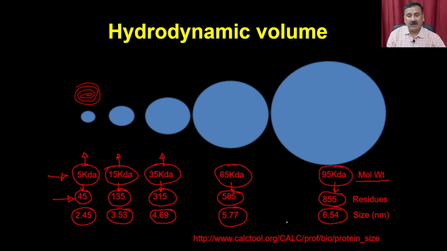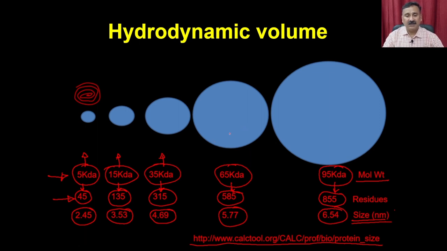What you see in this, and all these calculations, are based on the tool you can use to calculate the size of a protein. If you put the amino acid sequence in this particular tool, or the molecular weight of that protein, it is going to give you the size of the protein, which means the size of that particular ball.